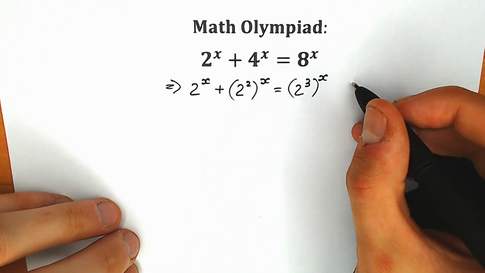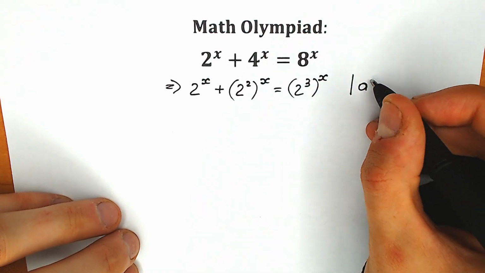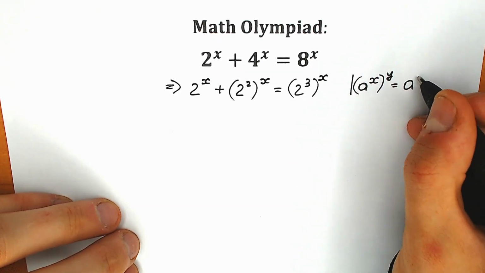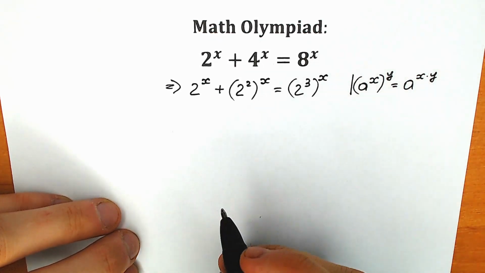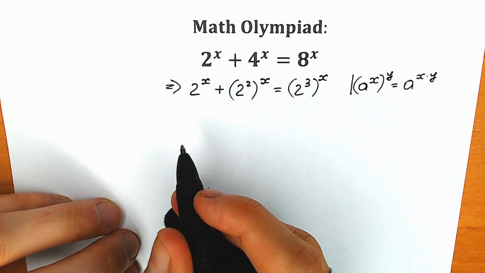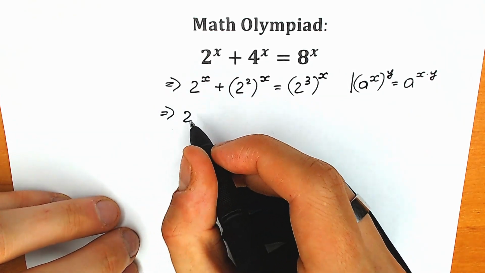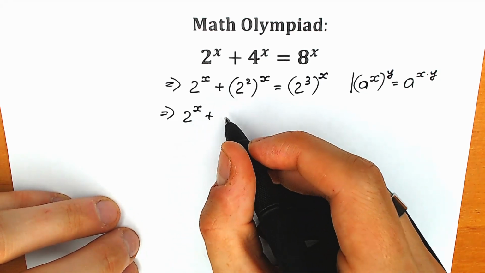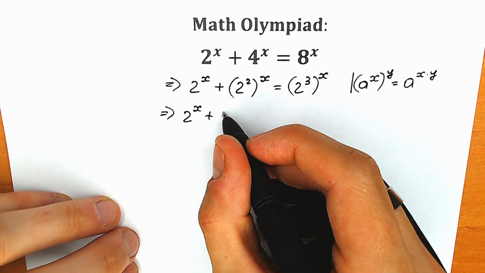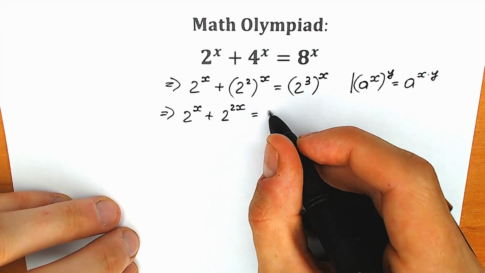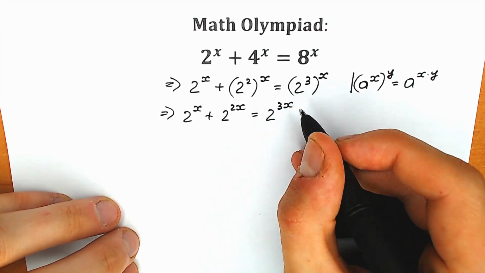Of course, we need to remember a really important property: when we have a to the power x raised to the power y, this is equal to a to the power x times y. So we need to multiply 2 times x and 3 times x. So let's do this as a second step. We have 2 to the power x plus 2 to the power 2x, and equal to 2 to the power 3x.